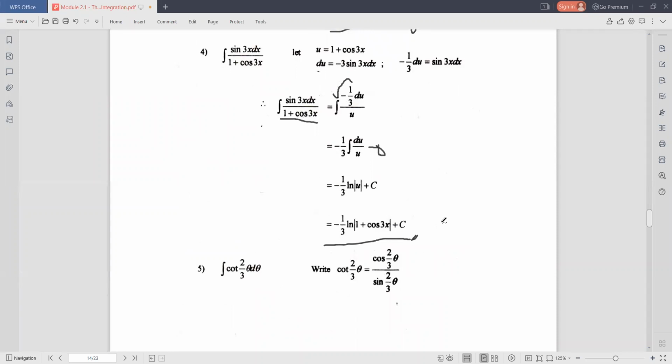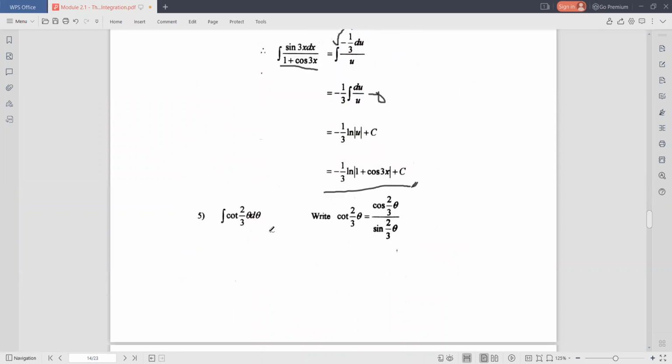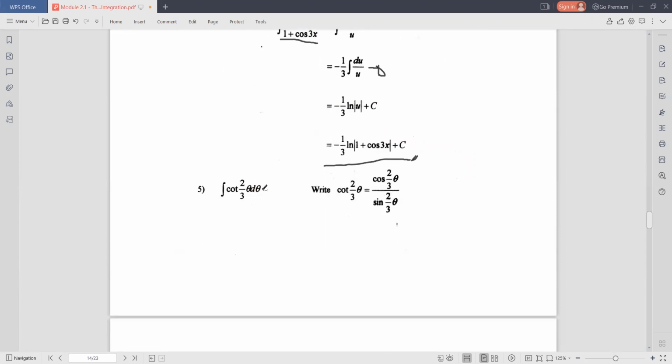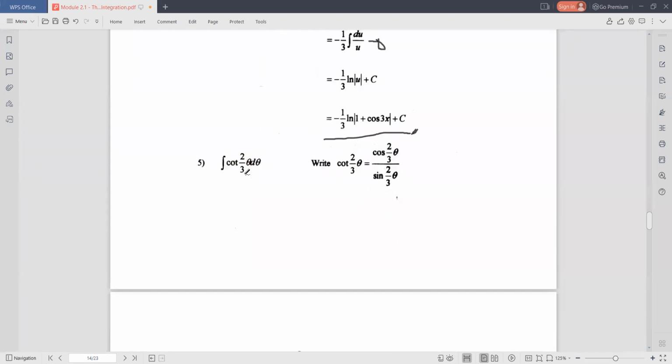So about this one, we use the same process, no? So that is the integral of cotangent 2/3 theta d theta. Okay, so we write the whole function. So this is also equivalent to cosine 2/3 theta over sine 2/3 theta. Okay, so trigonometric identities.